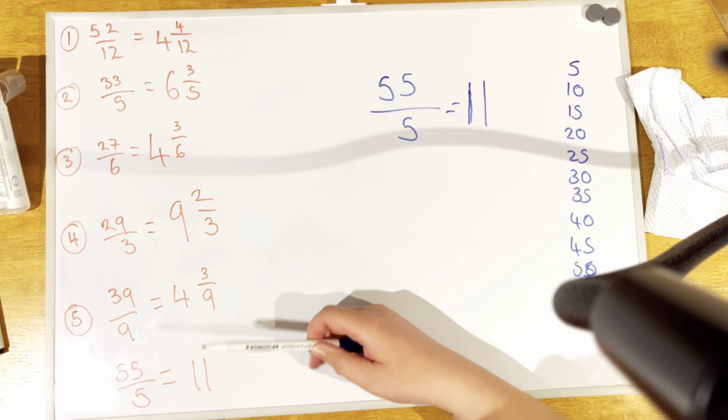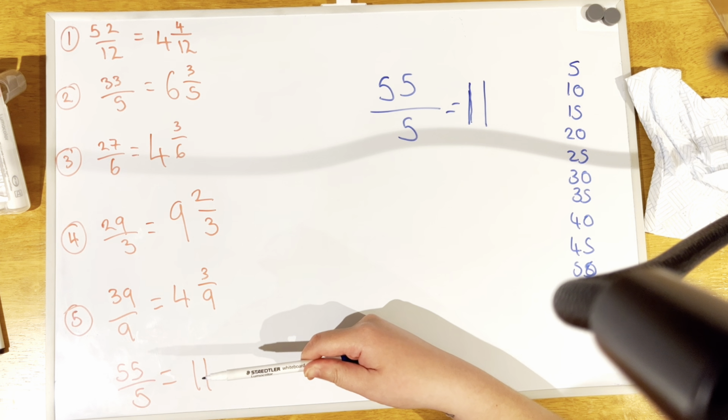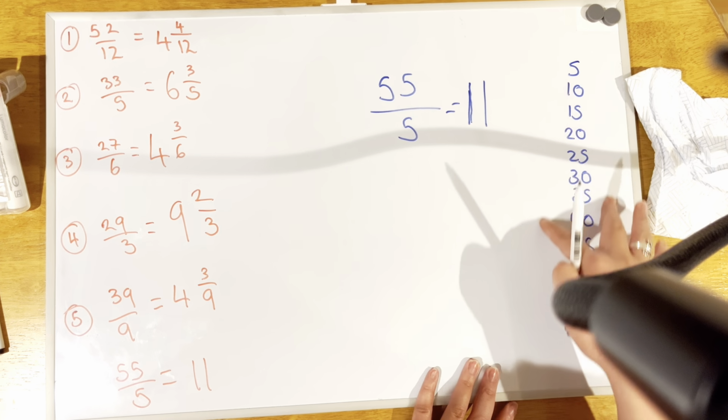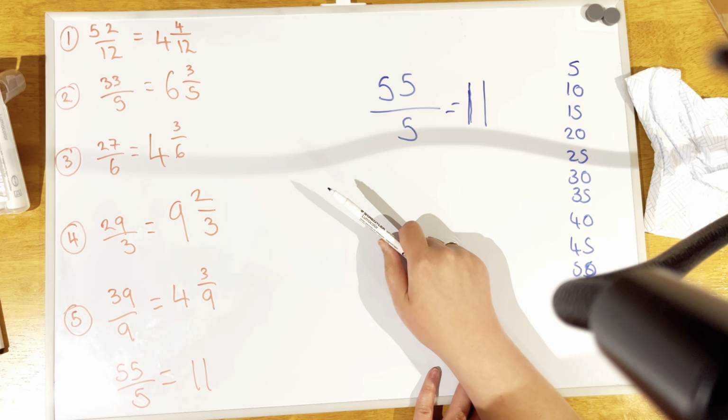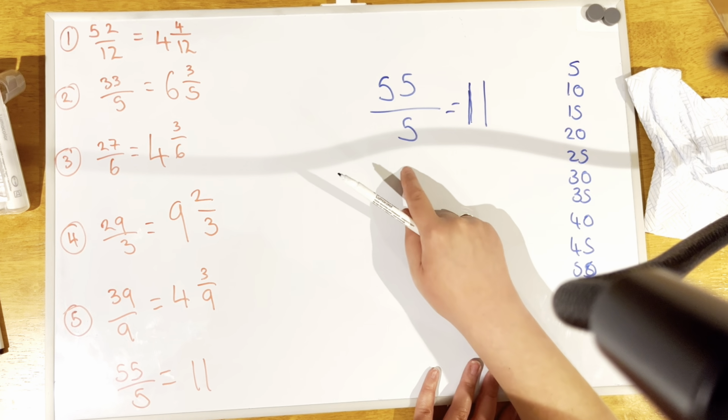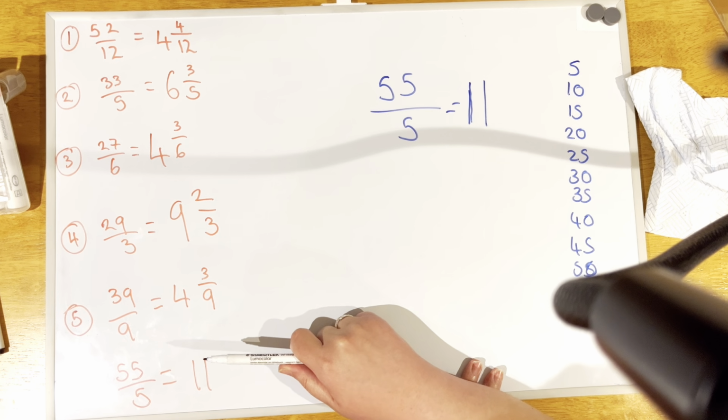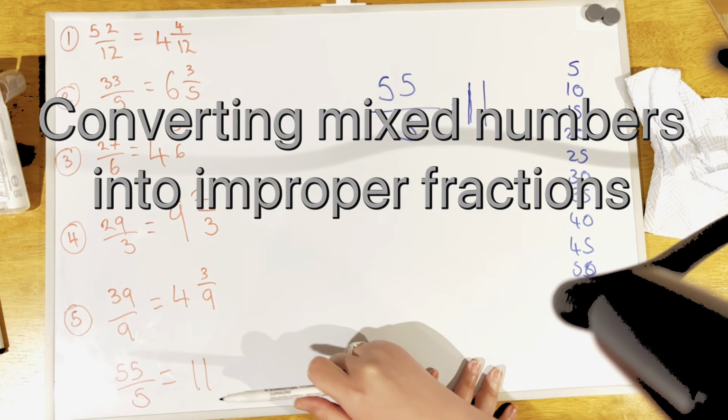So can you see where you went wrong if you made any mistakes? Remember, always think about your times table. Write them out if you need to. How many times does our denominator go into our numerator? Well done.